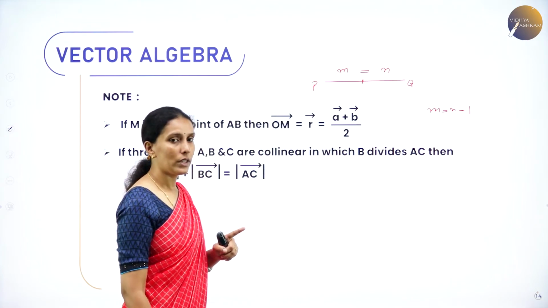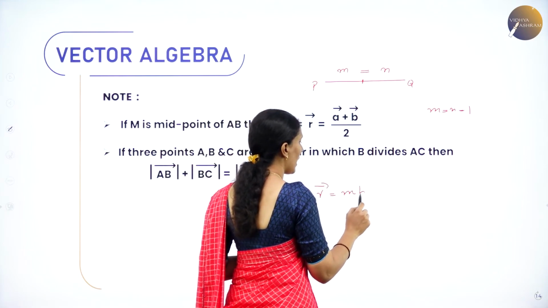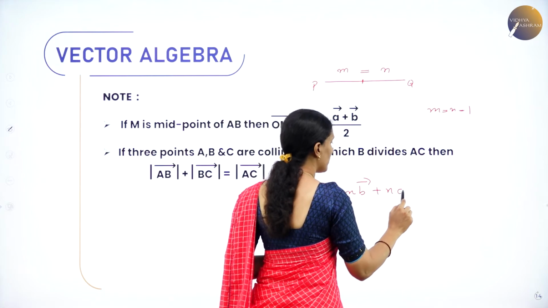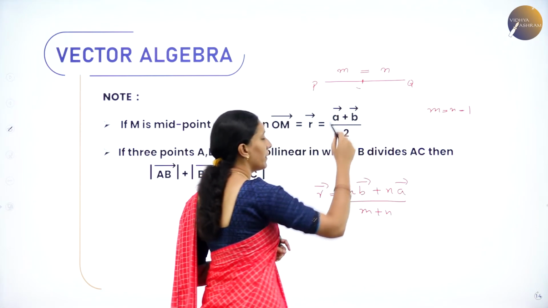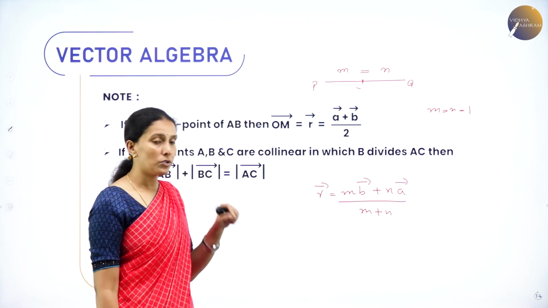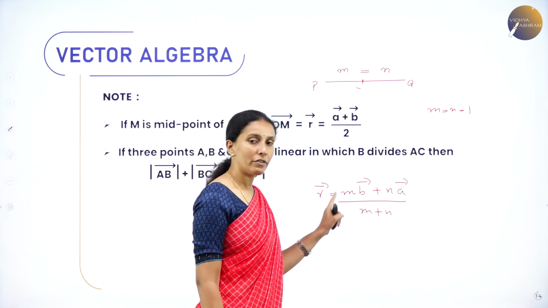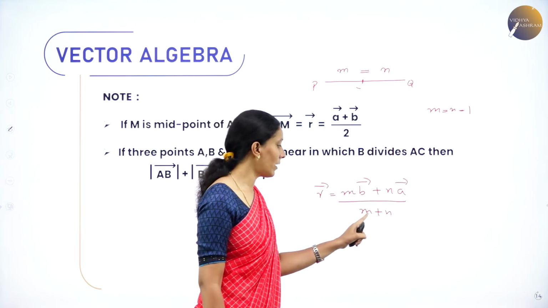So therefore we know that vector R is (mb + na) divided by (m + n). Midpoint means it is dividing the line segment internally. So we know the position vector of point R, which is dividing internally, is m into vector b plus n into vector a, divided by m plus n.